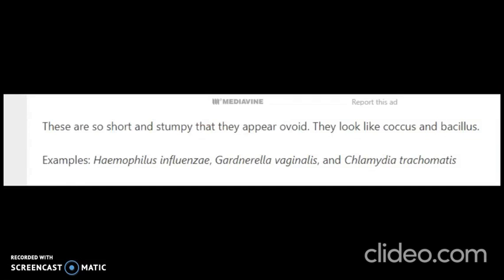The coccobacilli are so short and stumpy that they appear ovoid. They look like coccus and bacillus. The examples are Haemophilus influenzae, Gardnerella vaginalis, Chlamydia trachomatis.